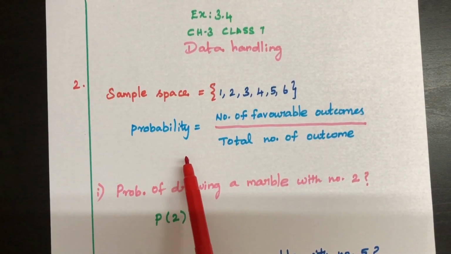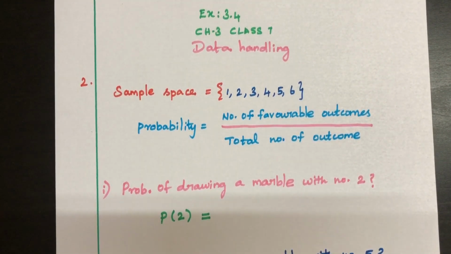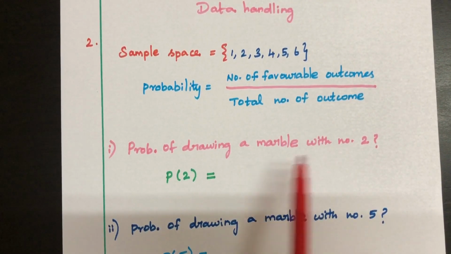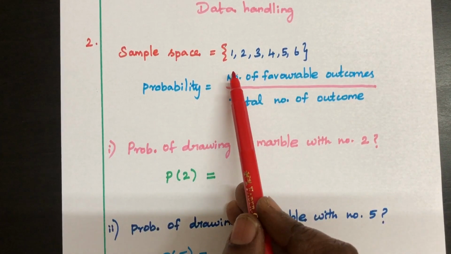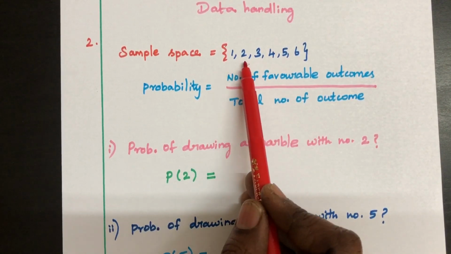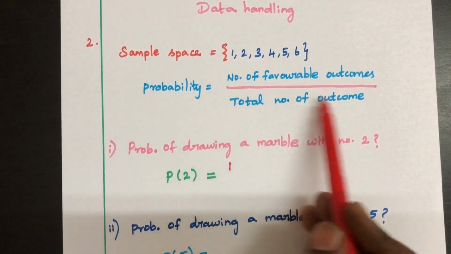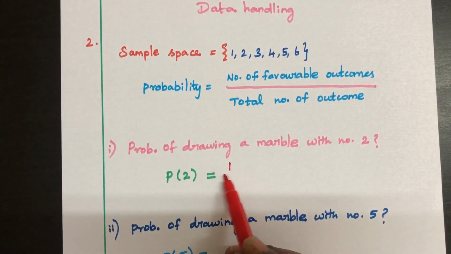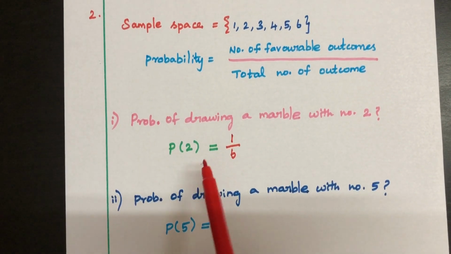Now the probability, what is probability? Number of favorable outcomes divided by total number of outcomes. So the first question is probability of drawing a marble with the number 2. What is the probability for that? See, number of favorable outcomes. If you are going to pick one, how many favorable 2s are there? Only one, right? So number of favorable outcomes here is 1 divided by total number of outcomes. How many total outcomes? 6. From 1 to 6, 6 marbles. So divided by 6, 1 by 6. So probability of drawing a marble with the number 2 is 1 by 6.